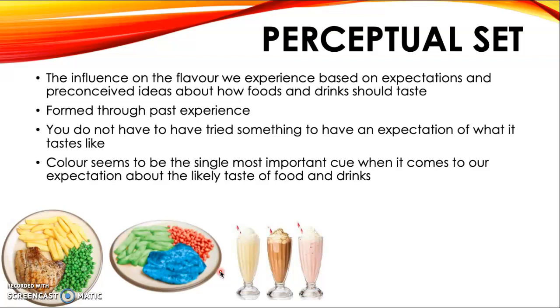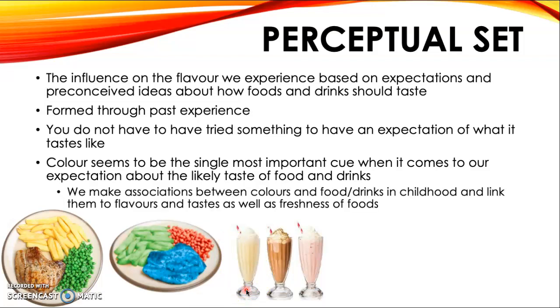And colour seems to be our most important cue when it comes to our expectation of the likely taste of food and drinks. We know it's brown, therefore we assume it's going to be chocolate and we're going to like it. We know it's pink, therefore you assume it's going to taste like strawberry, and you may or may not like strawberry. If it's yellow, you might be like, oh, it's banana, I know I'm not going to like this. May not be, but that's what your perception will be.